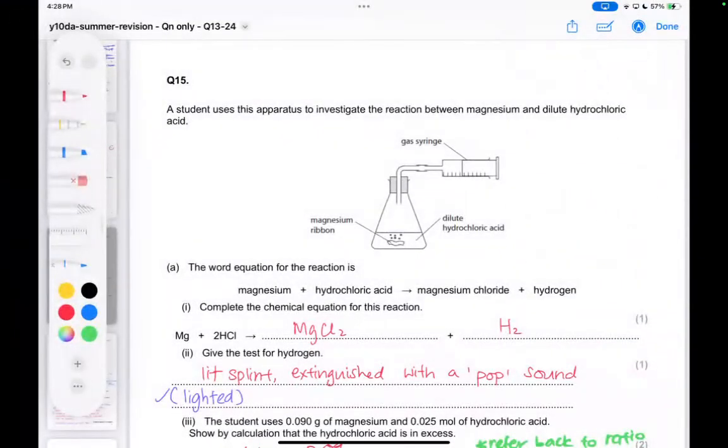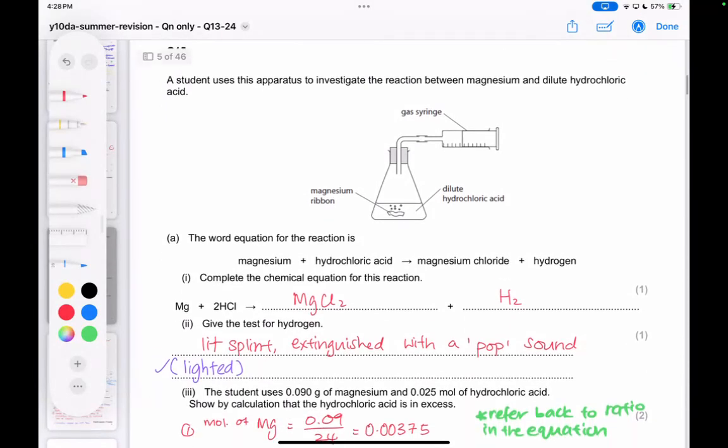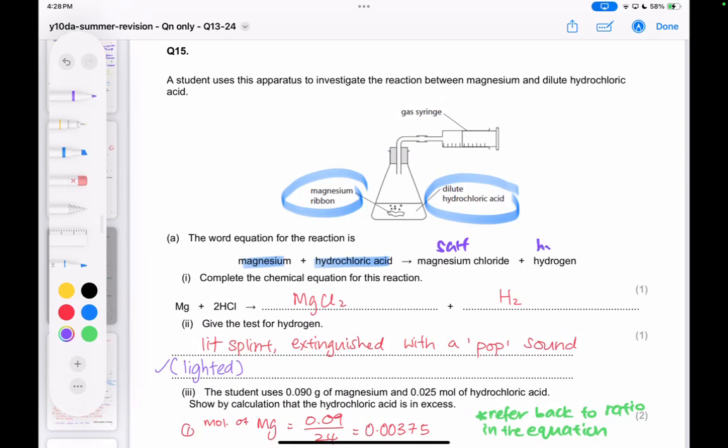So we have this question here. You can see from the setup, this is a very common practical that you get to do in school. We start with magnesium ribbon and then we add it into acid. So when we have metals and acid, you end up with a salt. I'm going to write in purple. Okay, so we have our salt and hydrogen gas.